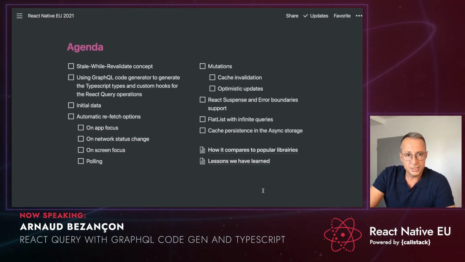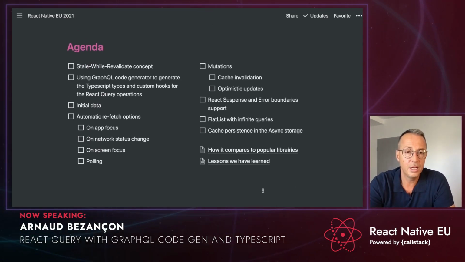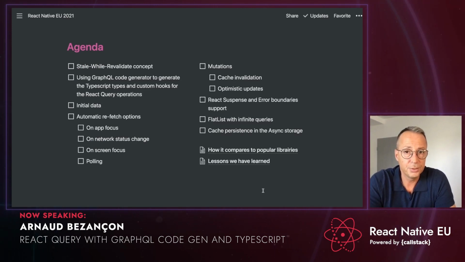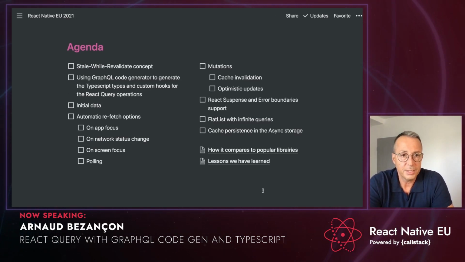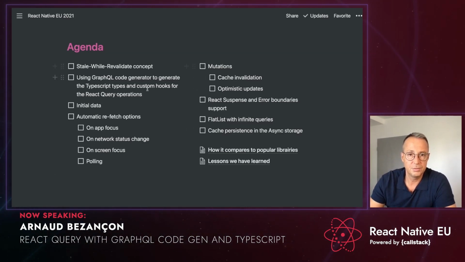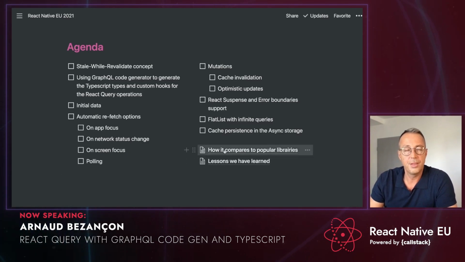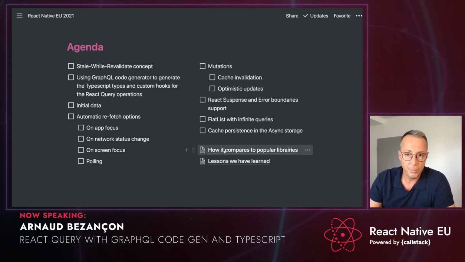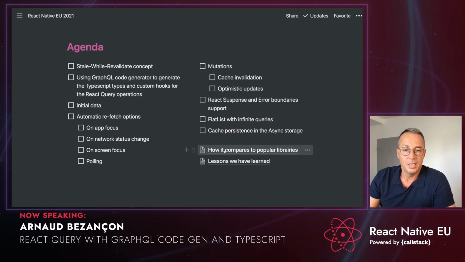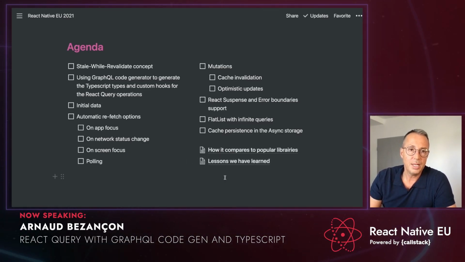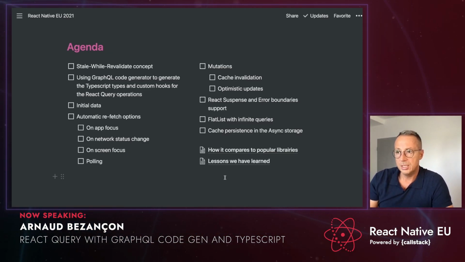So let's have a look at the agenda. We will review the different features and the code in this React Native app. Here you can see the topics that we will cover today. We'll conclude with a comparison with other popular libraries such as Apollo Client, and I will share with you the lessons we have learned during this project. So let's start with the Stale-While-Revalidate concept to see how it works.